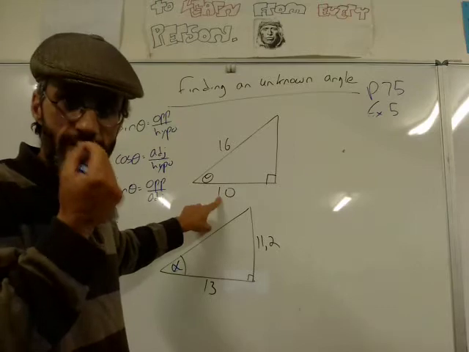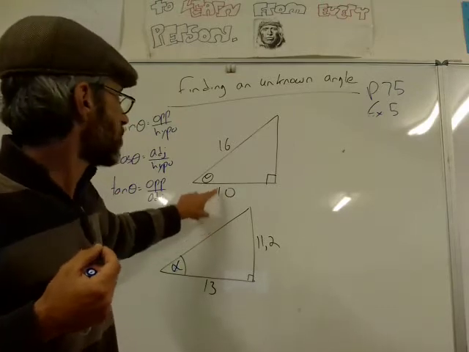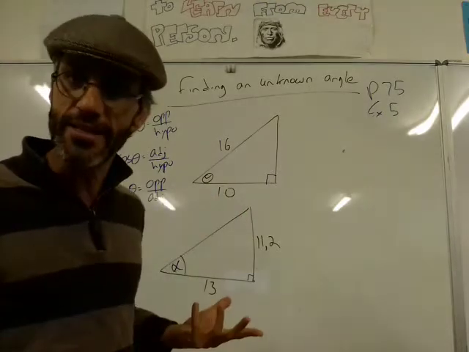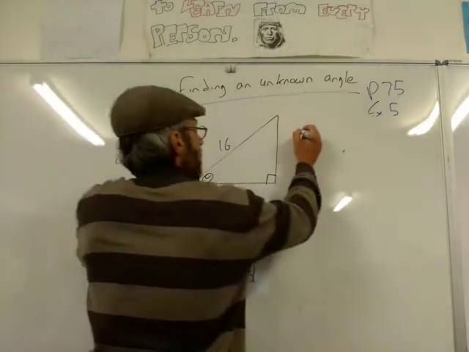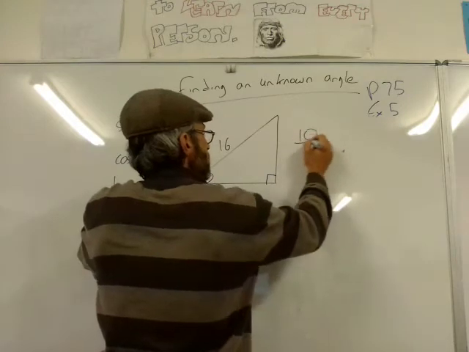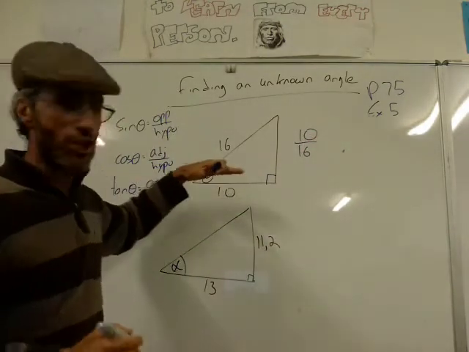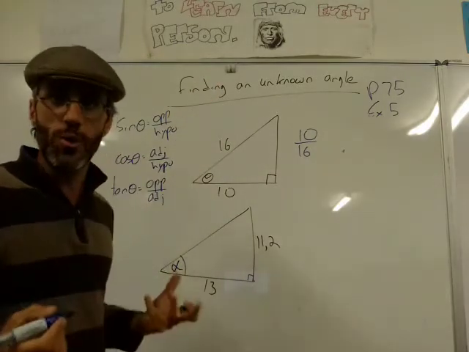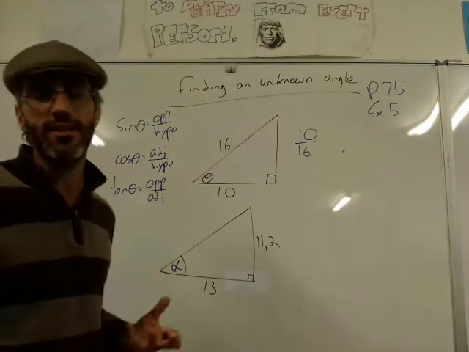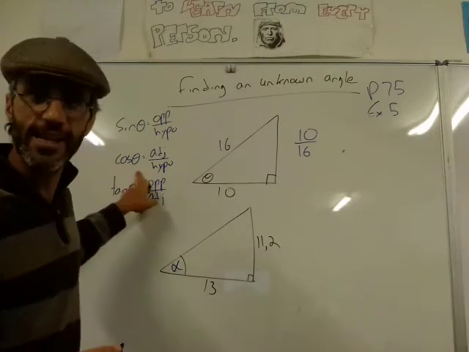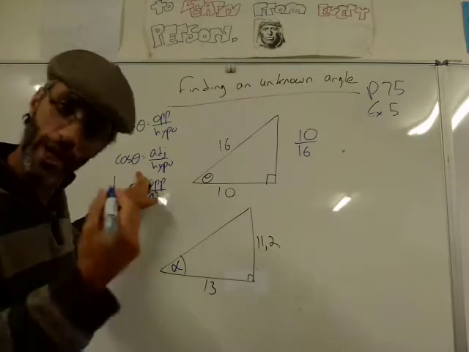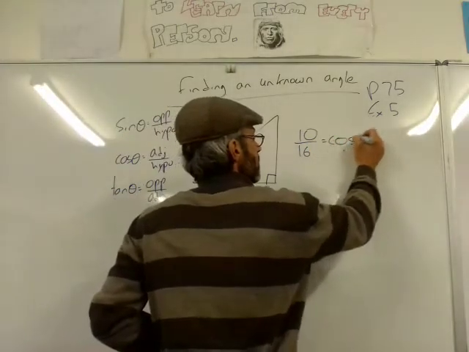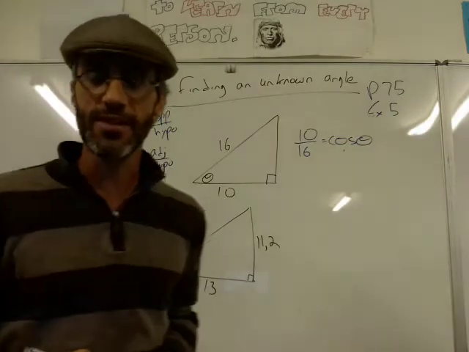But what I've got to ask myself is, what is the 10? Is the 10 the opposite to theta, or is it adjacent? Well, it is adjacent, isn't it? So if I write 10 divided by 16, that's going to be the adjacent divided by hypotenuse. So what's that to do with theta? Is it sine theta, cosine theta, tan theta? If I wrote it here, you can see it's cosine theta. So cosine theta is 10 over 16.